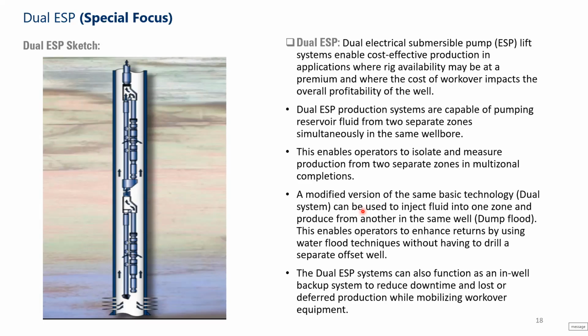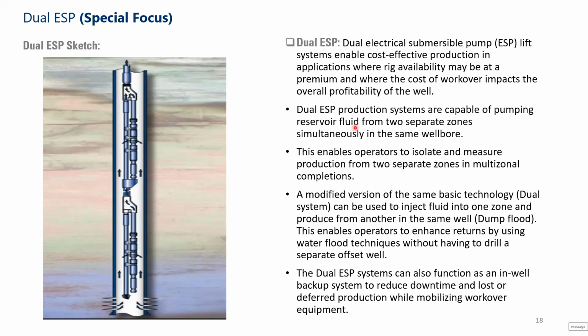So if any well gives you an average run life of 3 years each, you will have a total run life of 6 years, which is pretty good for the operators to get their revenues, or to get back the money they spend on the rig. So this is one of the uses of dual ESP.